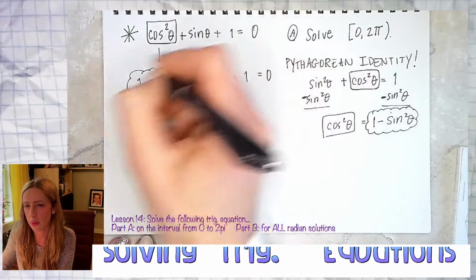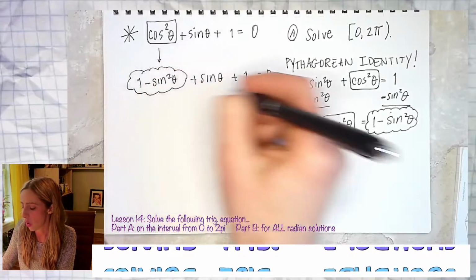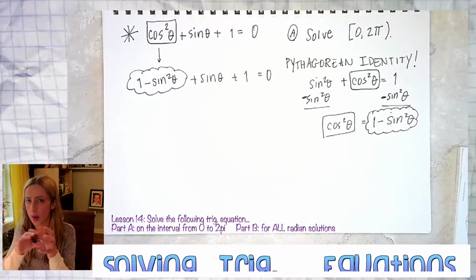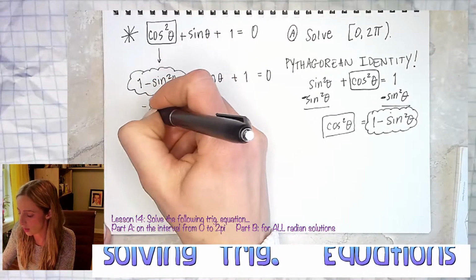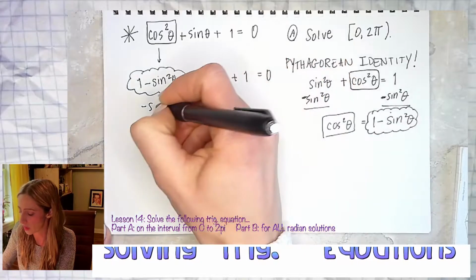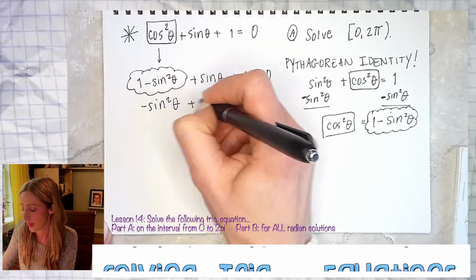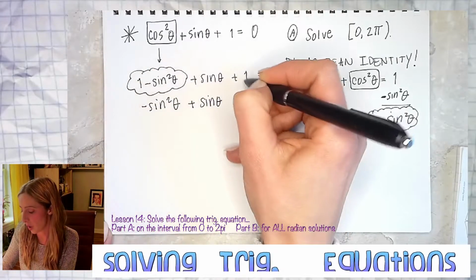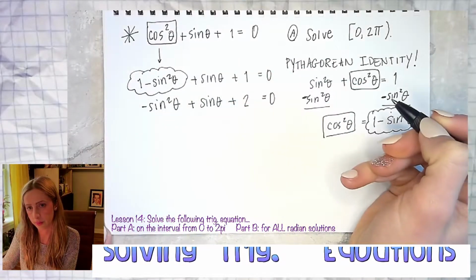So this already is starting to look like a quadratic type of equation. So I'm going to combine like terms and put it into standard form, or descending exponent order. So this will be first. The 1 will combine with that one. So I'll have negative sine squared theta plus sine theta. And then this was a positive 1 and another positive 1, so plus 2 is 0.